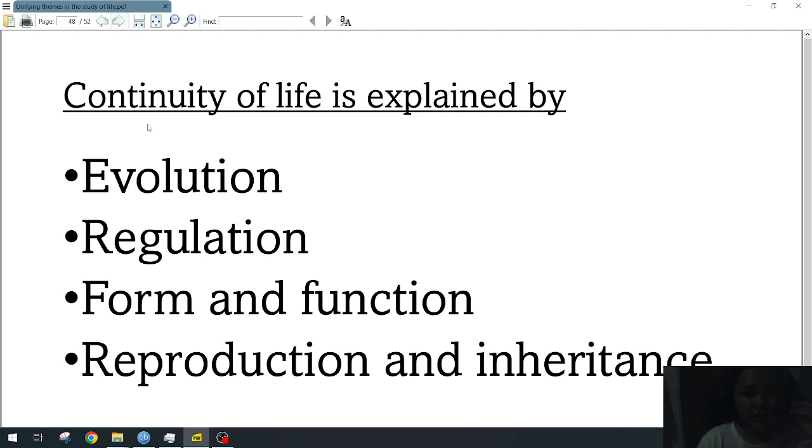Okay, so let's answer this question. It is the continuity of life. It explains the continuity of life. Anong theme yun? To continue, para magtuloy-tuloy ang buhay. So, evolution, regulation, form and function, or reproduction and inheritance. The answer is reproduction and inheritance. Kaya nga, to multiply, to continue life.